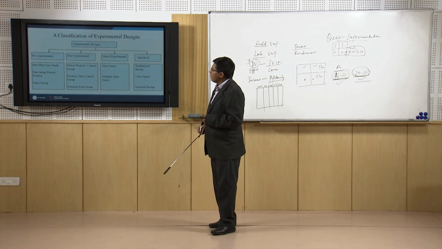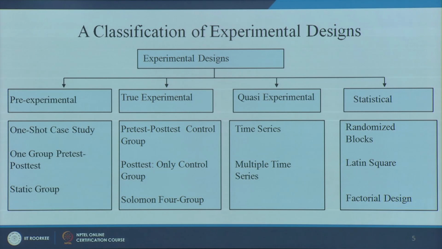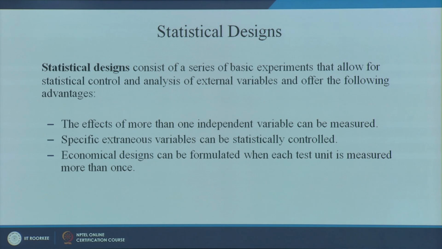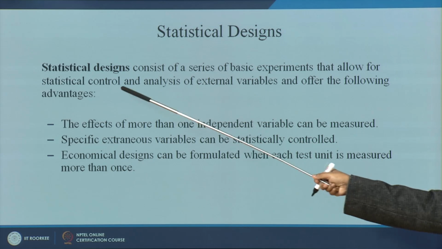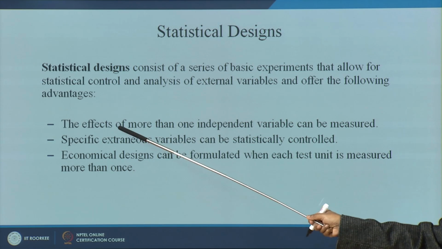The fourth is these three which come in the randomized block. Now, let us see what statistical designs are. Statistical designs are basically used for a series of basic experiments that allow for statistical control and analysis of the variables and offer the following. What are the advantages?